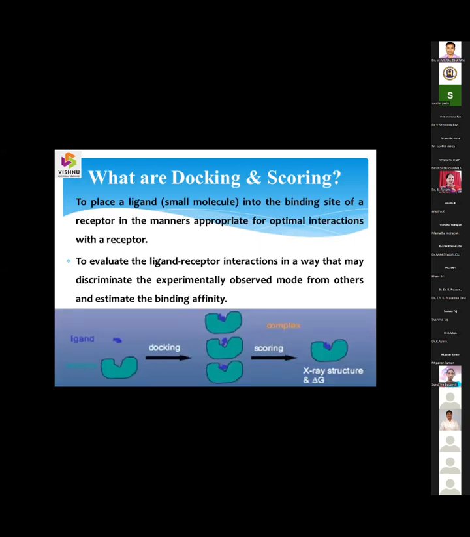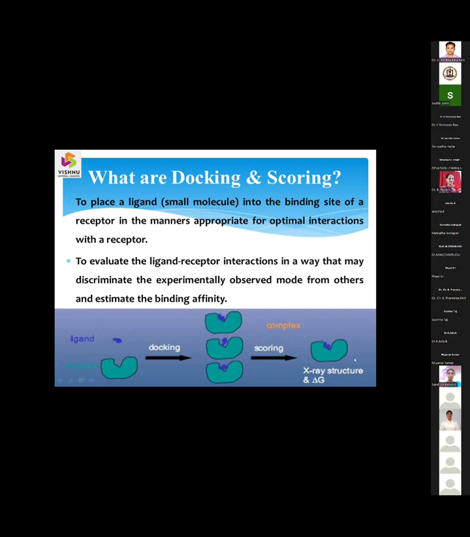So what are docking and the scores? Docking places a ligand into the binding site of the receptor in a manner appropriate for optimal interaction with the receptor, and evaluates the ligand receptor interaction in a way that may discriminate the experimentally observed mode from others and estimate the binding affinity. So that is docking, and it gives a binding affinity score. First we allow the ligand and the receptor to dock, and we get the docking complex. After the docking complex, we ask how much energy is required for the docking. That is the docking score.